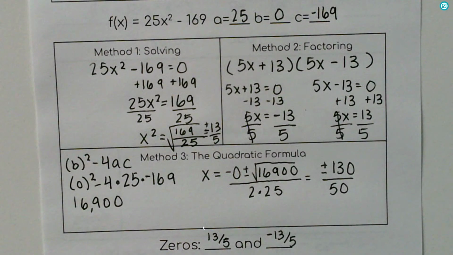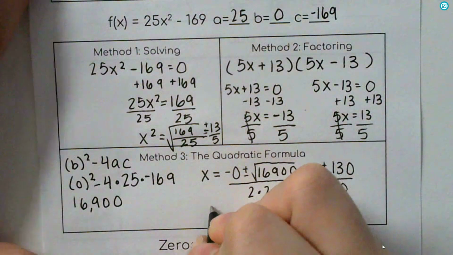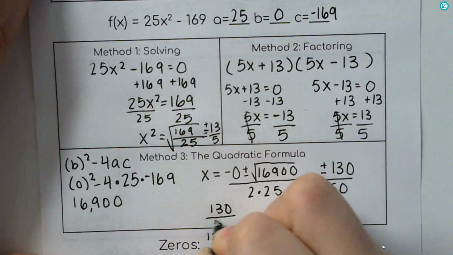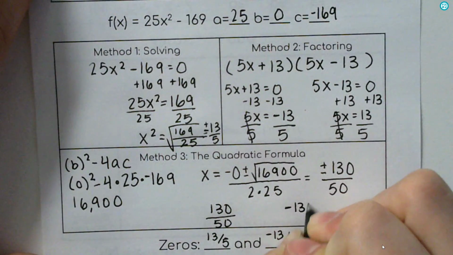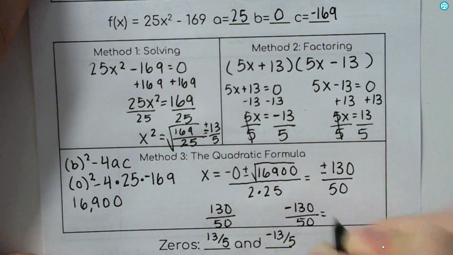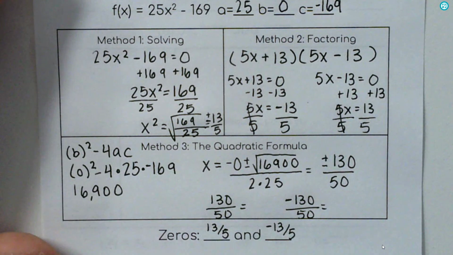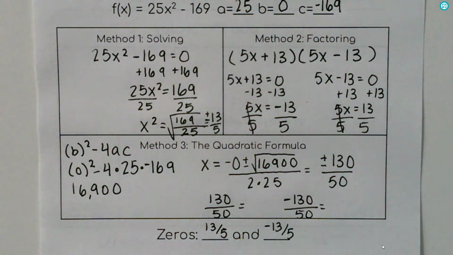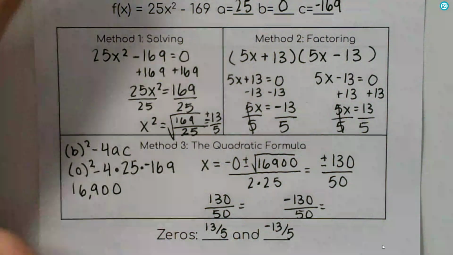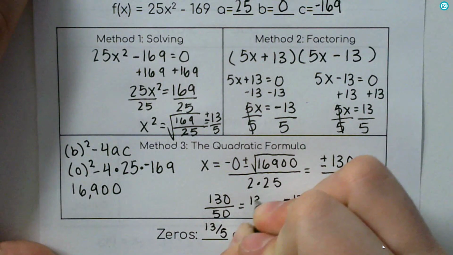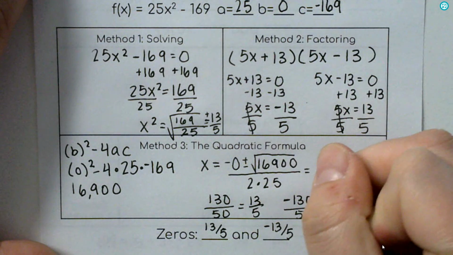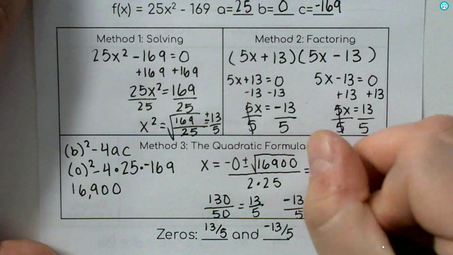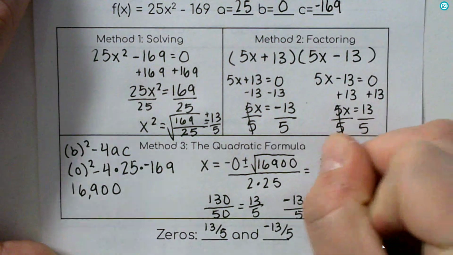All right, so now I need to split this up and do the positive and negative version. So I'm going to have 130 over 50, and I'm going to have negative 130 over 50. And I need to reduce both of these. What can I divide 130 and 50 both by? They end in 0. What can I divide them by? 10. So I can divide by 10 on top and 10 on bottom. I get 13 over 5. I divide by 10 on top, 10 on bottom. I get negative 13 over 5.